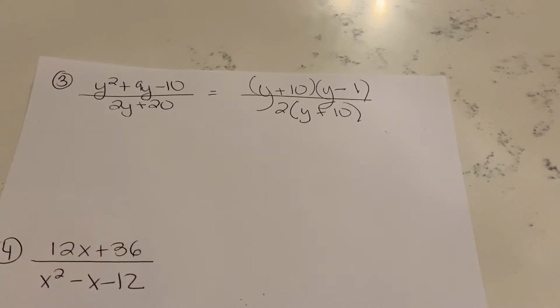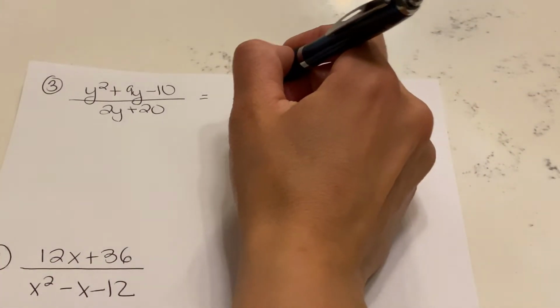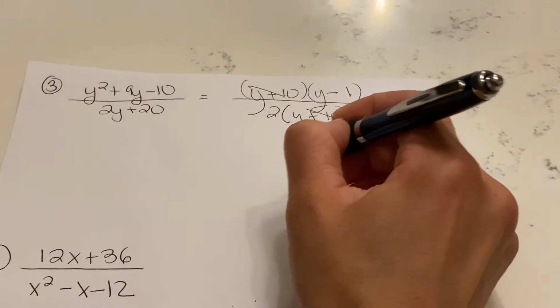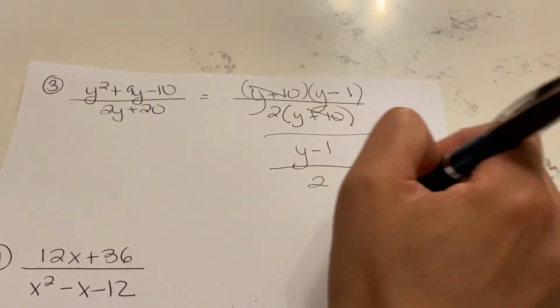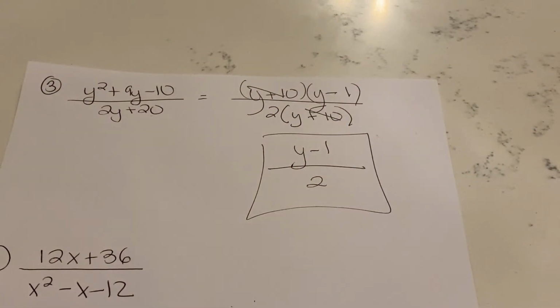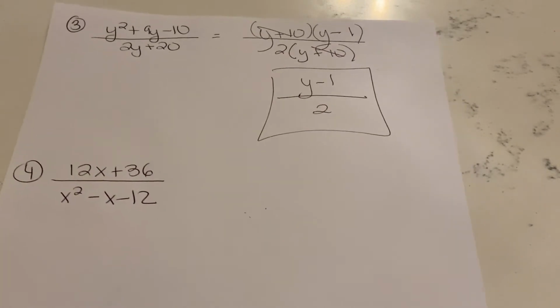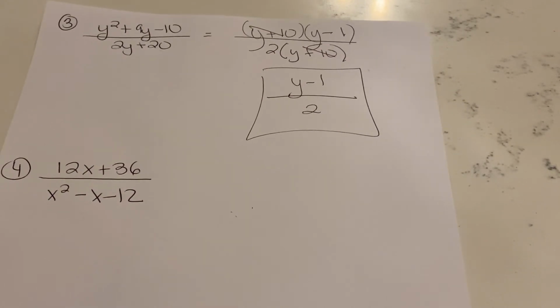All right. So now I just look, do they have something in common? They do. So I'm left with y minus 1 over 2. Okay. All right. Last one. So you guys could get started.